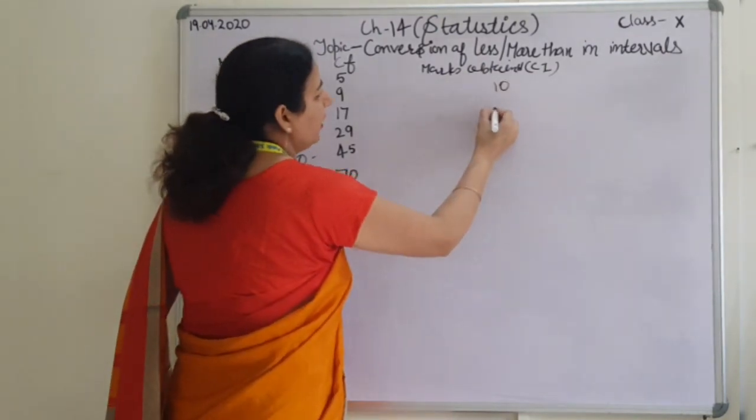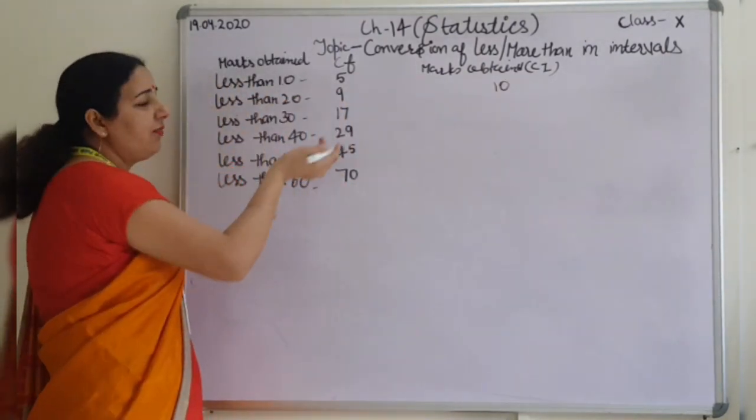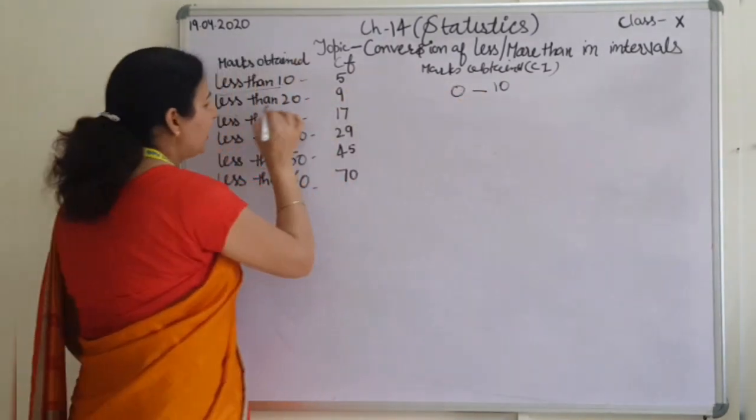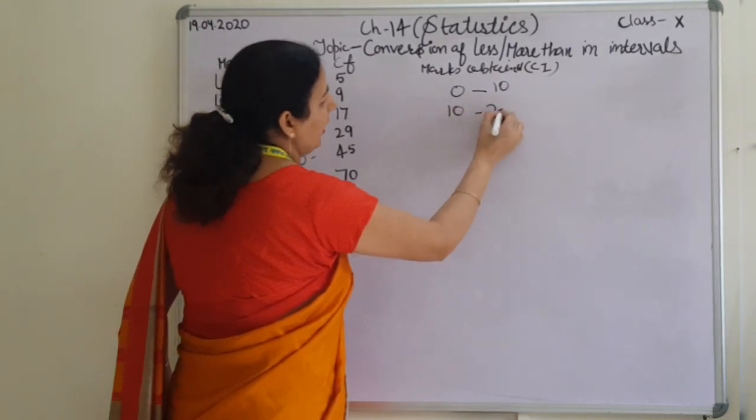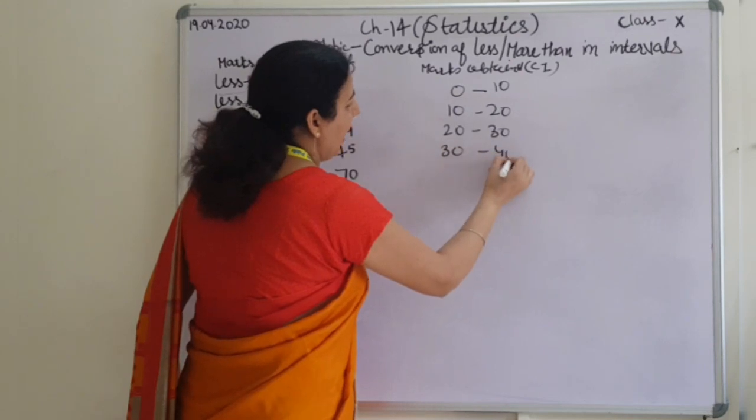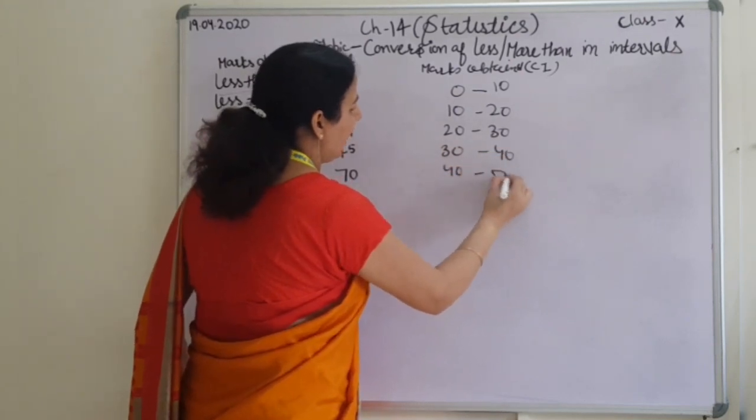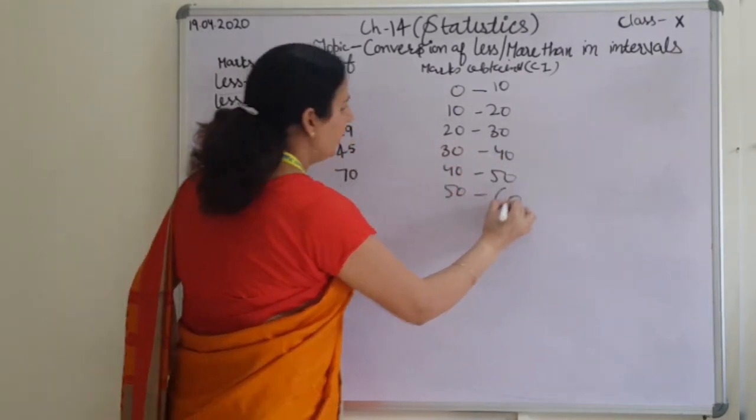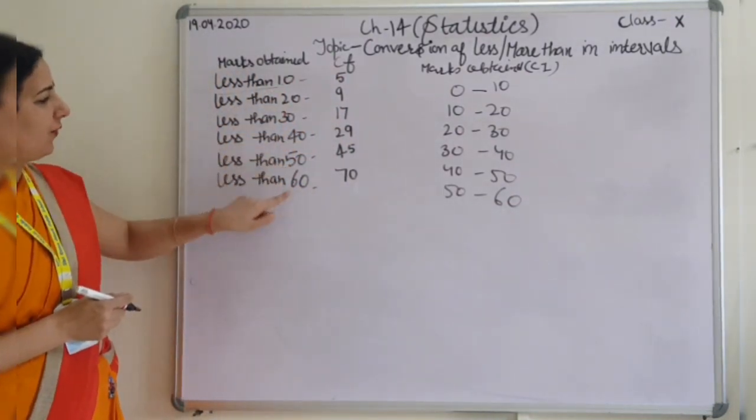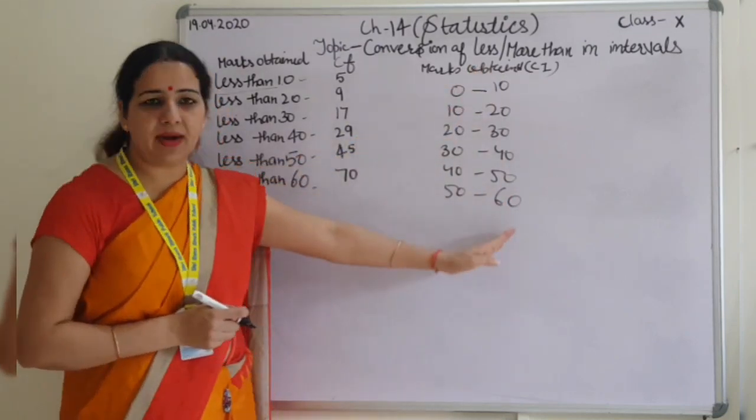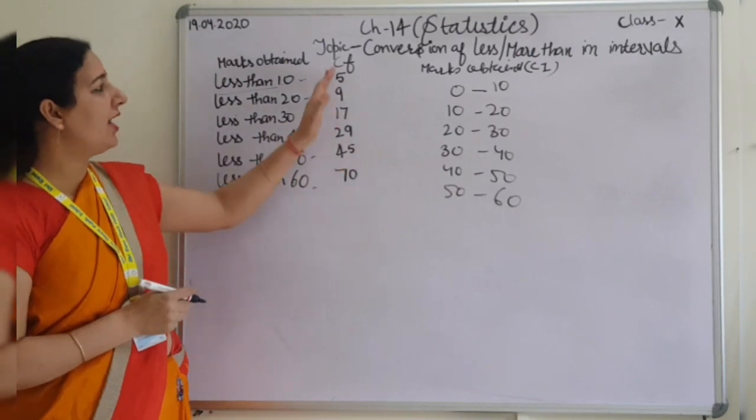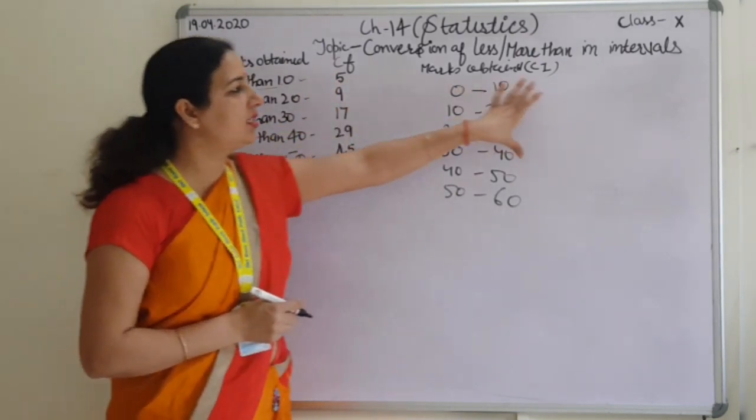So 10 means from where to 10? It will be 0 to 10. Then next will be 10 to 20, 20 to 30, 30 to 40, 40 to 50, and the last one is 50 to 60. Because 10, 20, 30, 40, 50, 60 will be the upper limits. Clear class?